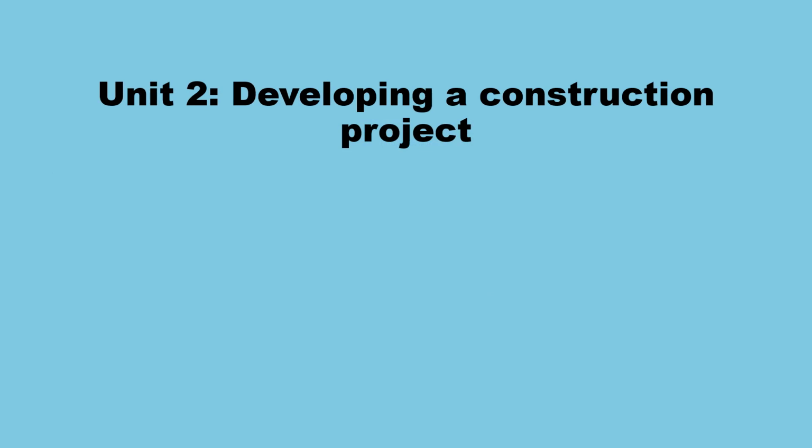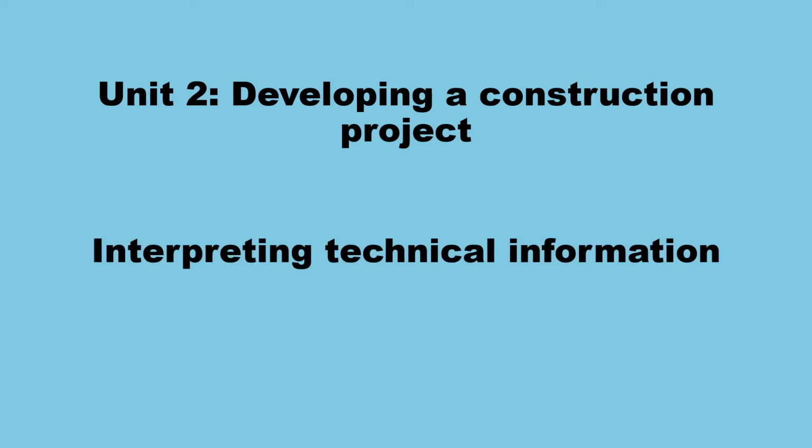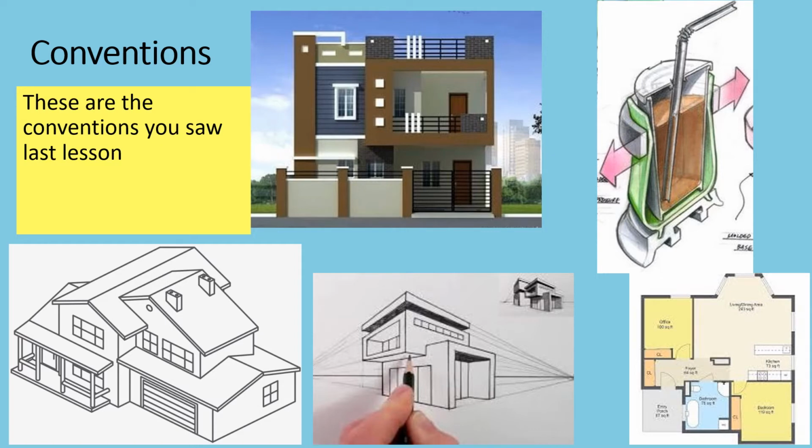So let's really quickly remind ourselves as to what we looked at last lesson. All of this work is part of Unit 2 of Constructing the Built Environment, and it's all about developing a construction project. And conventions falls under interpreting technical information, because that's what a convention is. It's something technical, it's informative, and interpret just means to understand. So it just means that we've got to understand what that image is showing us. These are the conventions that you were introduced to yesterday, and you may have had a worksheet activity about these different conventions.